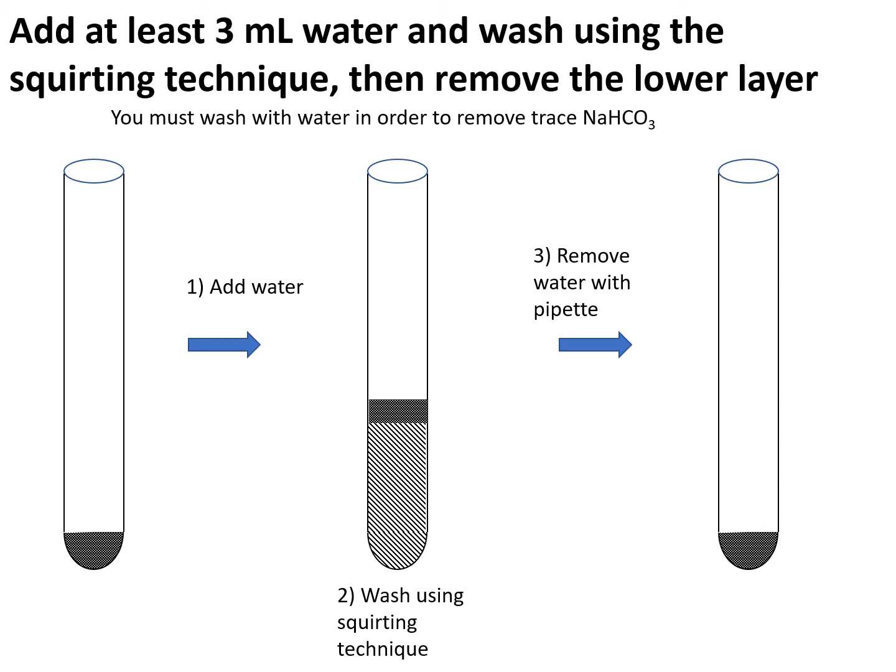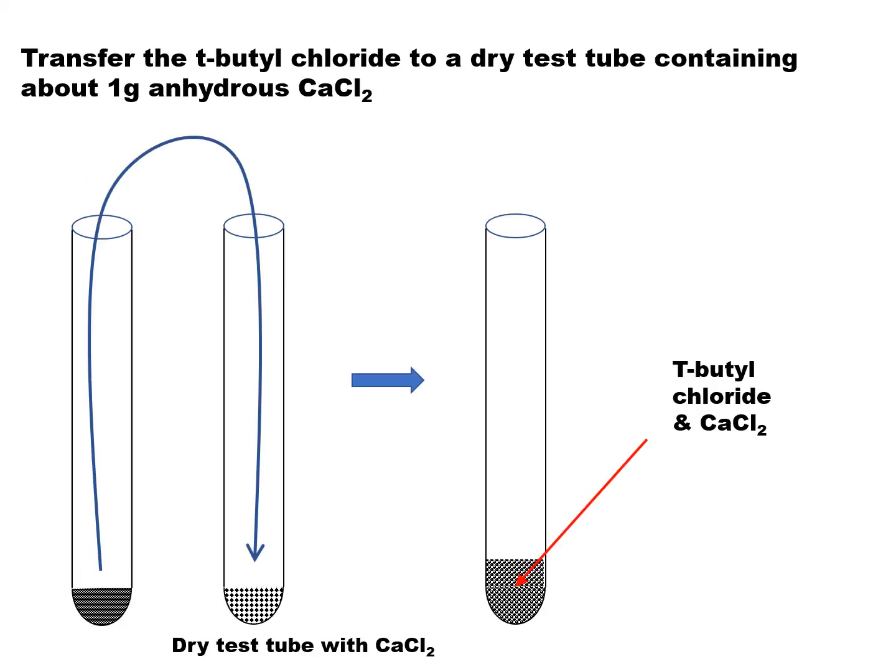You add water, you do the washing, and then you remove the water layer, so that it will assure you that there will not be any traces of sodium bicarbonate left. And finally, that's the end of the washing and rewashing process.